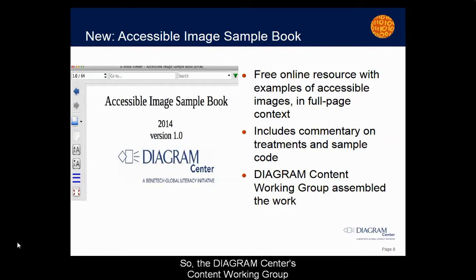So the Diagram Center's Content Working Group decided that a digital book with real and rich examples could help content developers, teachers, AT specialists, and really anyone else involved in creating, producing, or delivering instructional materials to solve some of the technical, editorial, and pedagogical challenges that they face. So as we work through the examples in the sample book, you'll hear more about a variety of accessible alternatives and get to see them in action. Now I'll turn it over to Susie.